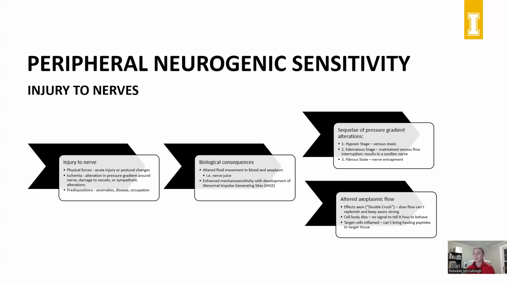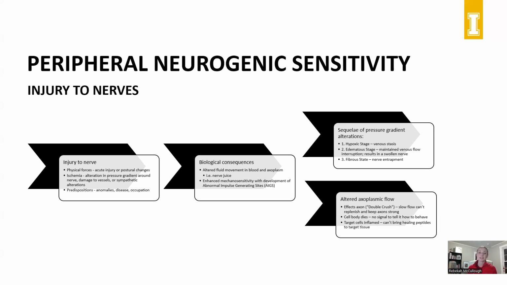So after there's that injury to the nerve, then there's biological consequences. That could be altered fluid movement in both the blood and the axoplasm, which is also sometimes referred to as nerve juice, or at least that's how David Butler refers to it.